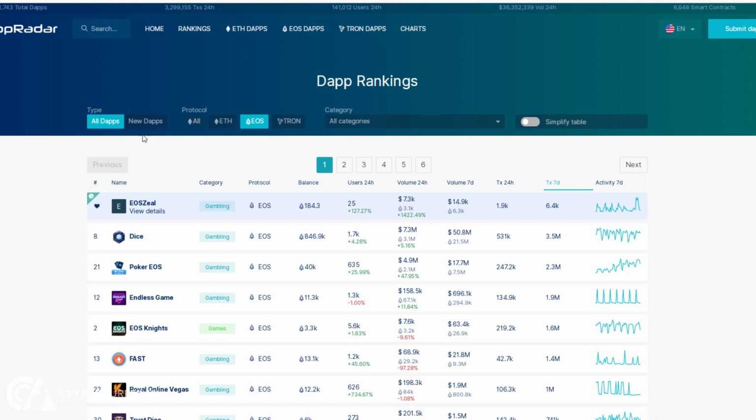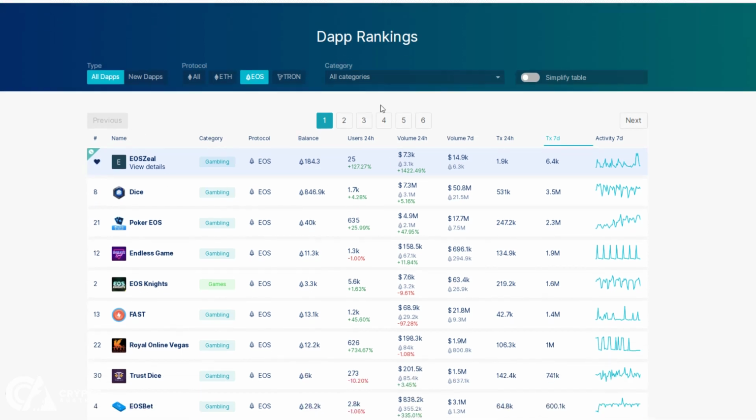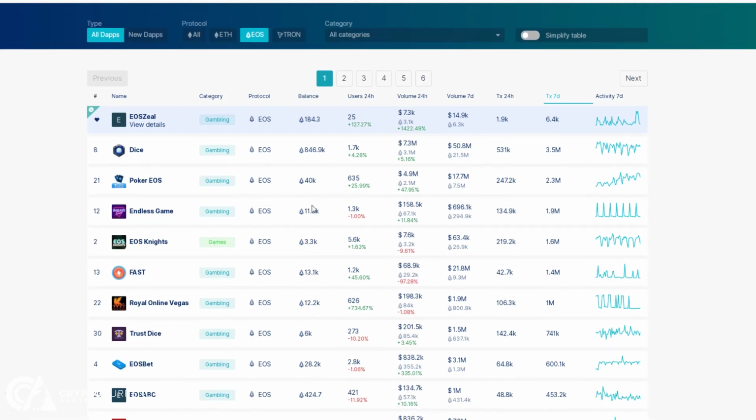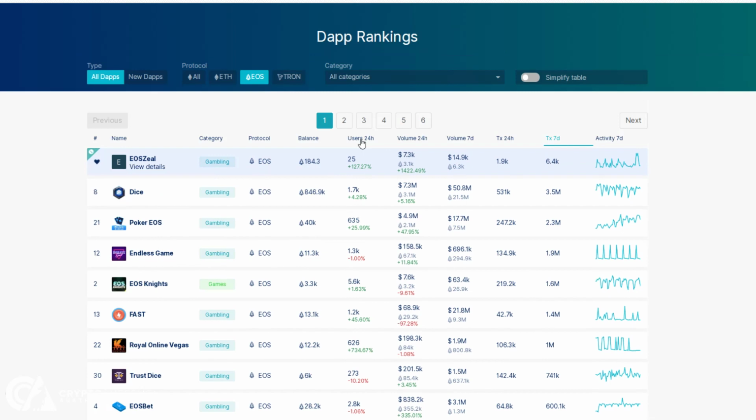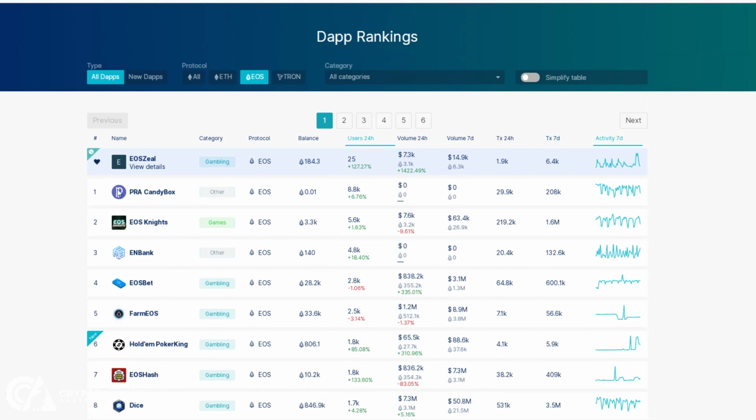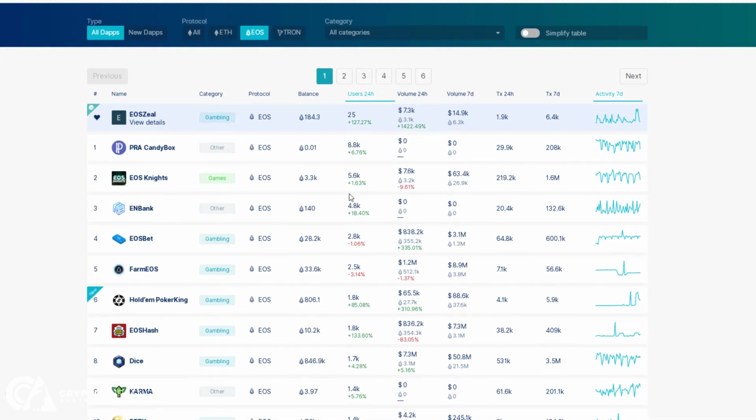So DappRadar.com, it tells us live statistics on what's going on. This is the amazing thing about blockchain, so we can see everything that's going on. And these are the top dApps. So if we sort by users, we can see that there are quite a lot of people using EOS decentralized applications. This is another thing that surprised me: compared to Ethereum, these guys are really starting to get users.